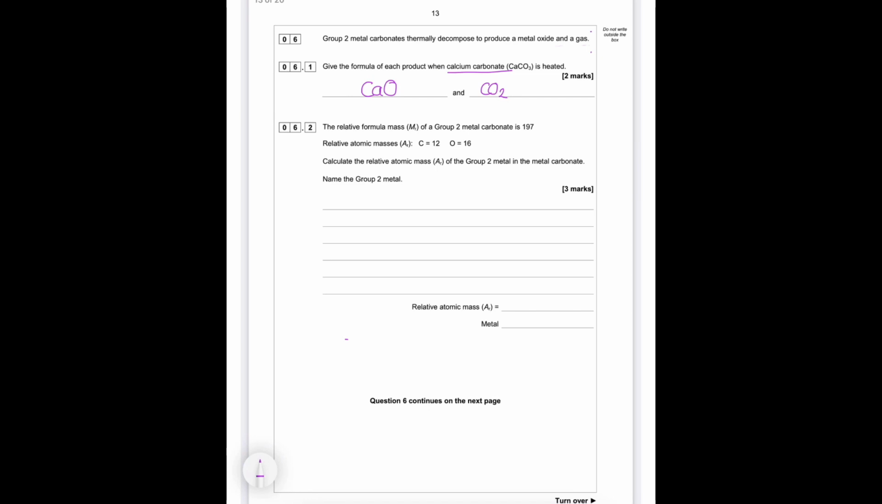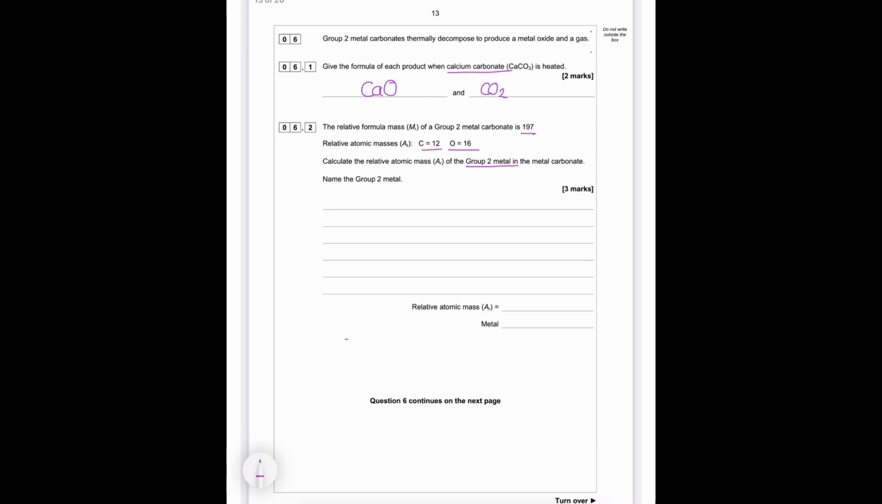The relative formula mass of a group 2 metal carbonate is 197. The relative atomic masses of carbon is 12 and oxygen is 16. Calculate the relative atomic mass of the group 2 metal. And then we've got to name what the group 2 metal would be. So you would need to make sure that you've got your periodic table for this.